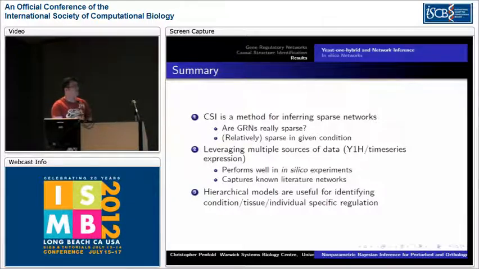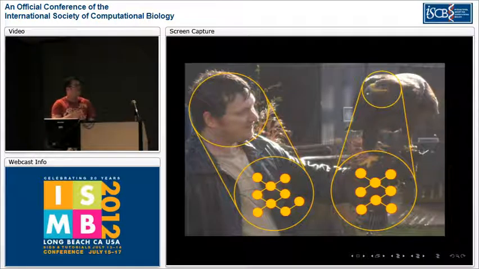And so this hierarchical method we've got is a way of leveraging multiple sources of data, so Yeast-one-hybrid and time series expression. It performs well in silico experiments, and it also captures pre-existing knowledge from the literature. And finally, this is the main aim here: these models are useful for identifying specific regulations. So they could be condition specific, tissue specific, or individual specific. But what we really want to do is move on to cases where you have an orthologous species, and we want to know what the difference is. So why does this one look slightly more intelligent than this one?